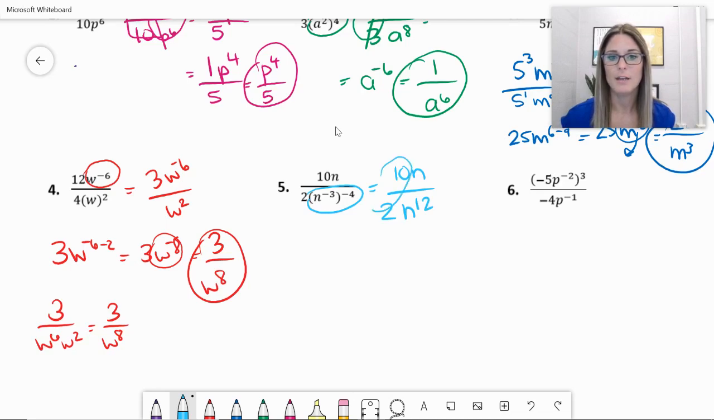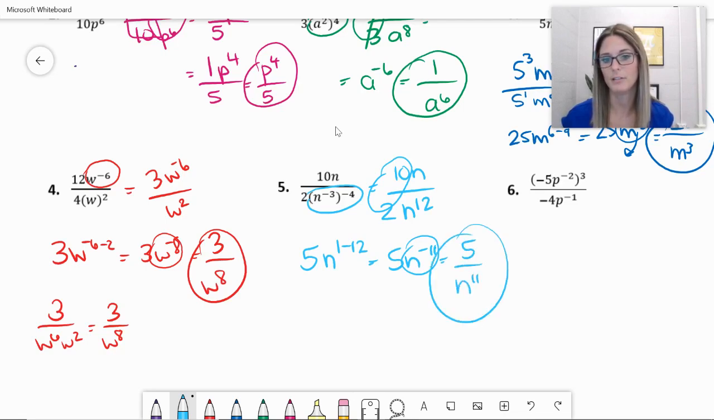Let's simplify the numbers. We got 10 over 2. I can divide that and get 5. You have n to the first. You can use quotient rule. I can show that here, that I would subtract those and get negative 11. I can't have a negative exponent, so bring it down into the denominator. Final answer, 5 over n to the 11th.